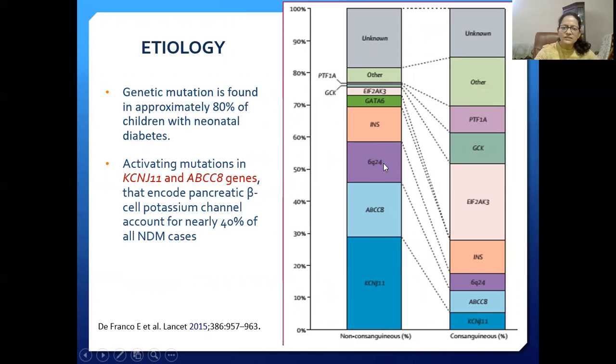And then the third one is 6q24 abnormalities, which we all know causes transient neonatal diabetes. And fourth most common is insulin gene abnormalities. In contrast, if the baby is born out of a consanguineous marriage, then EIF2AK3, the gene mutation which causes Wolcott-Rallison syndrome, assumes a more important role, accounting for nearly 25% of all cases.